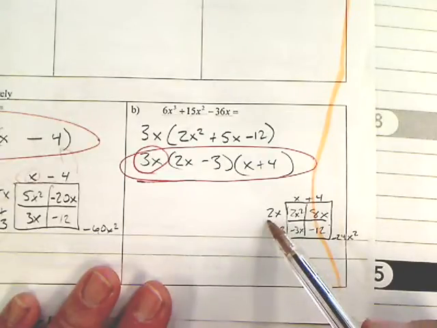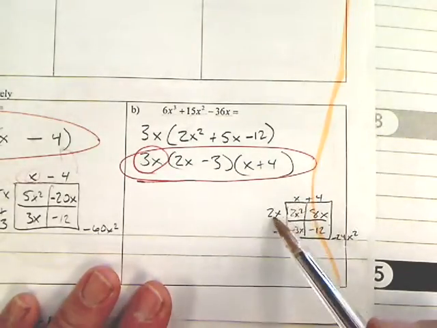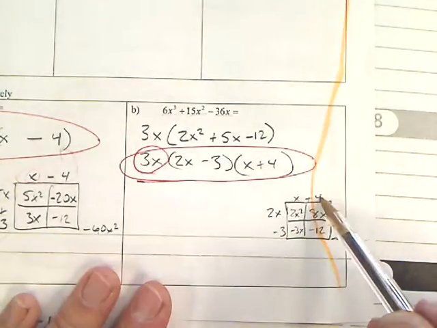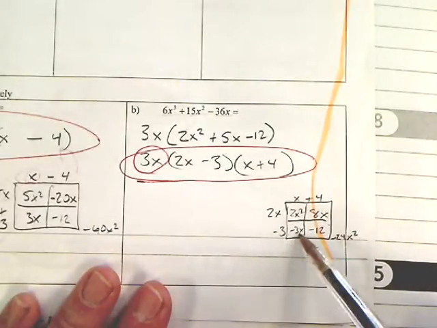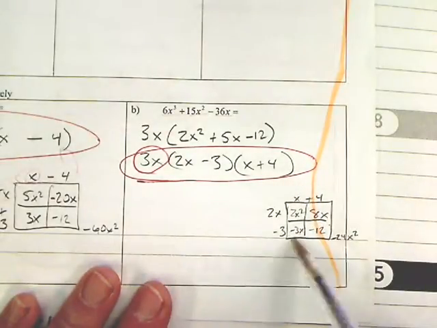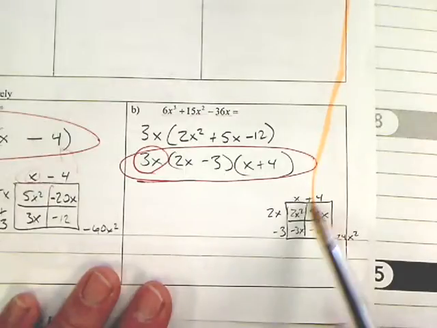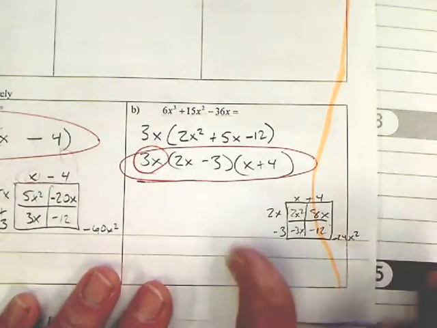Common factor is 2x. Common factor is x. 2x times something is 8x, and that is 4. x times -3 is -3x. They combine together to be that. There are my two factors. Don't forget to write all three.